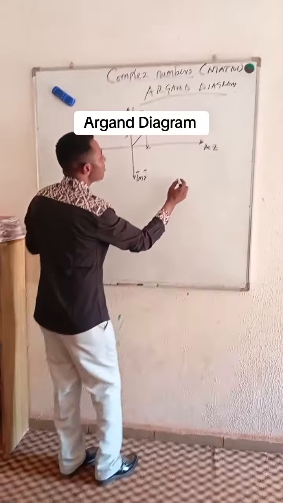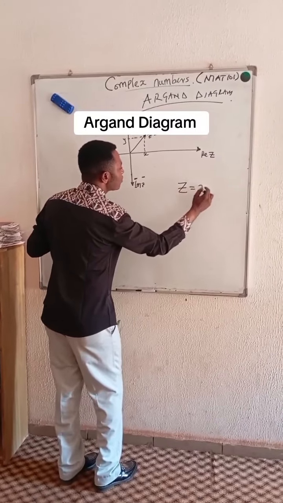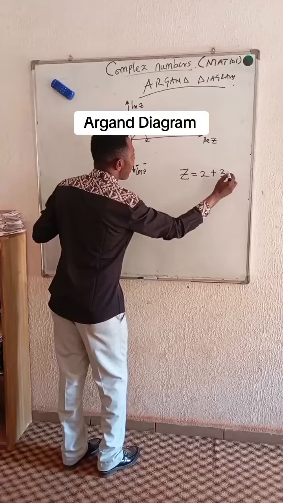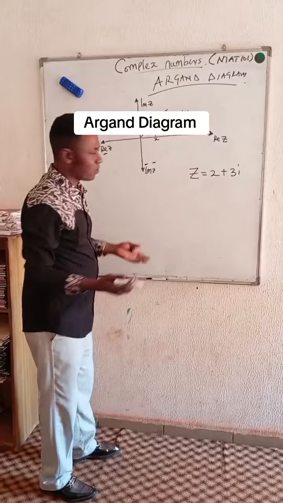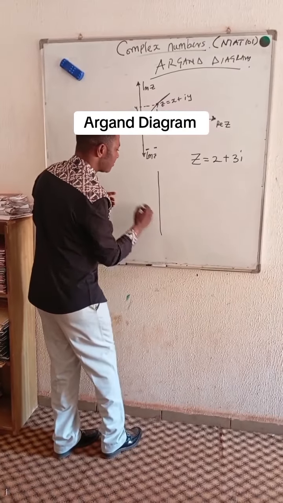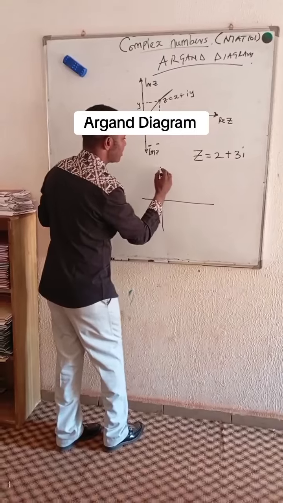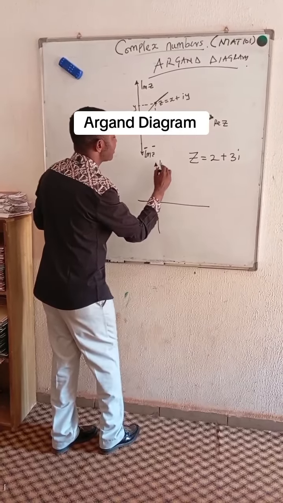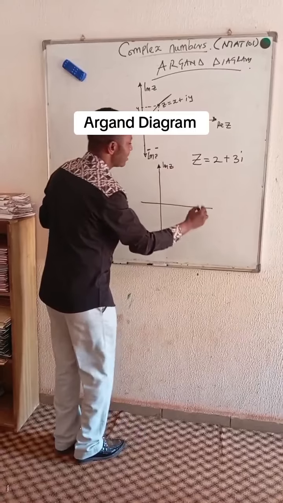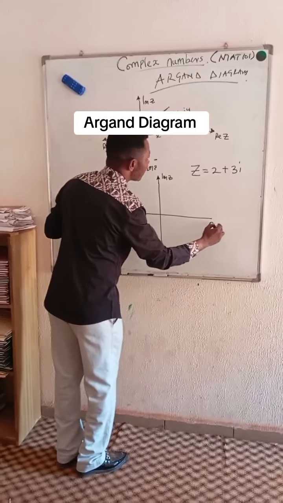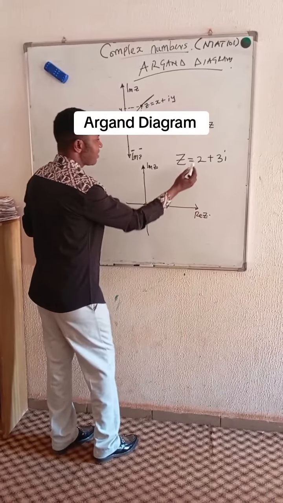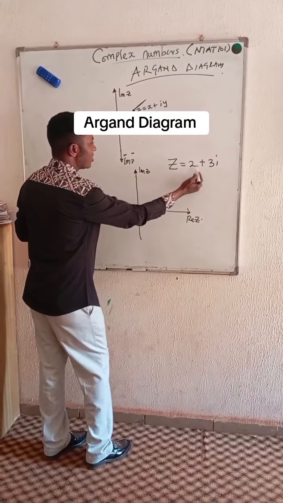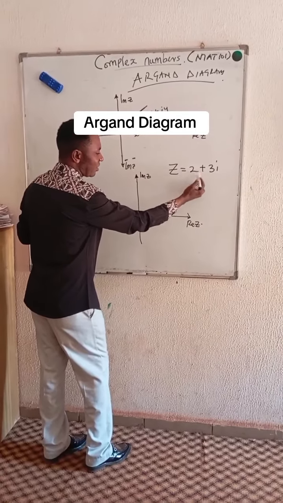For example, we're given this complex number z is equal to 2 plus 3i. So we want to present this on an Argand diagram. What are we going to do? Look at it. So this is the imaginary part of z, and this is the real part of the complex number. This is 0. Look at it very well. This is what? 2. The x is 2. This is the real.